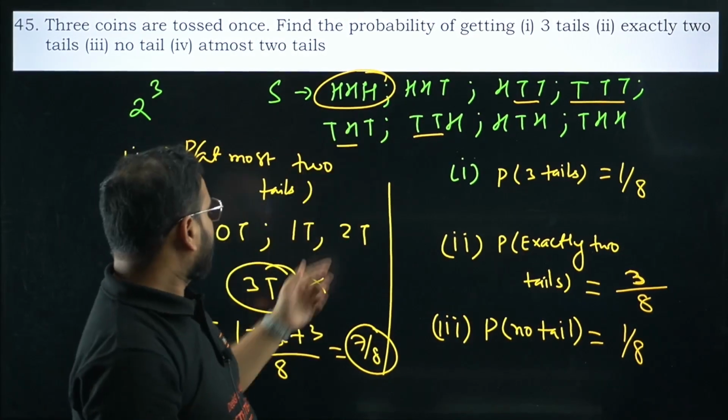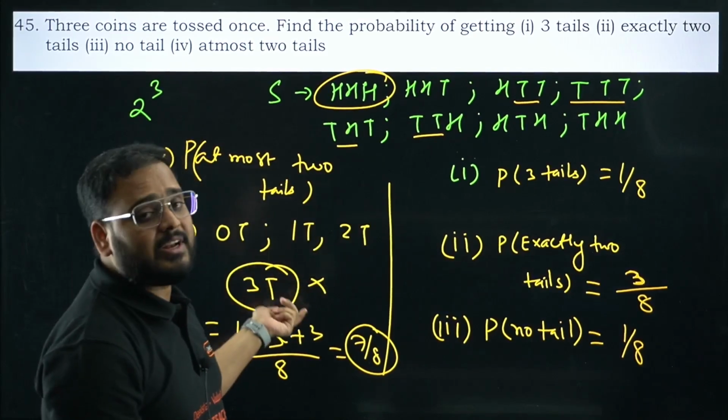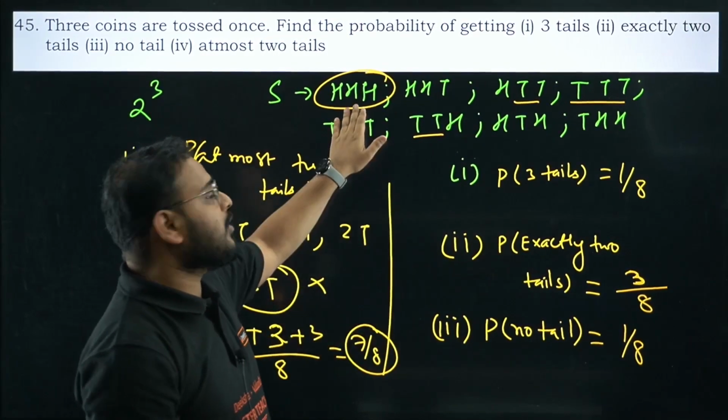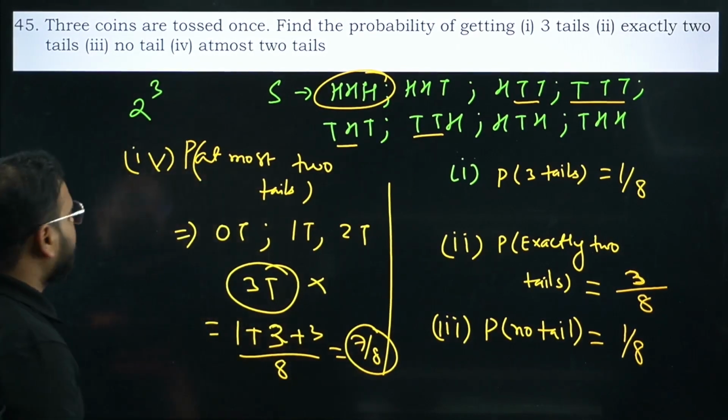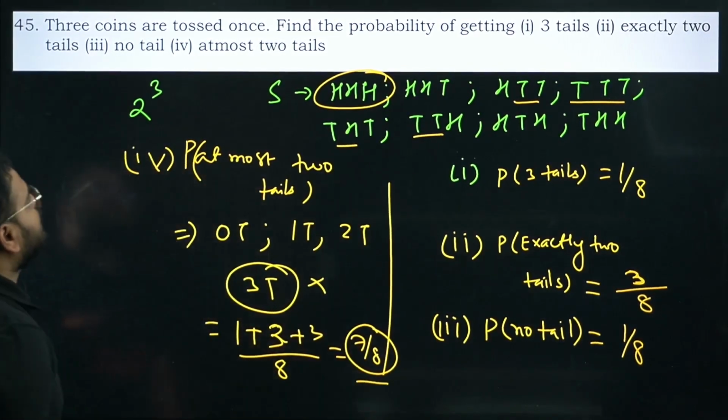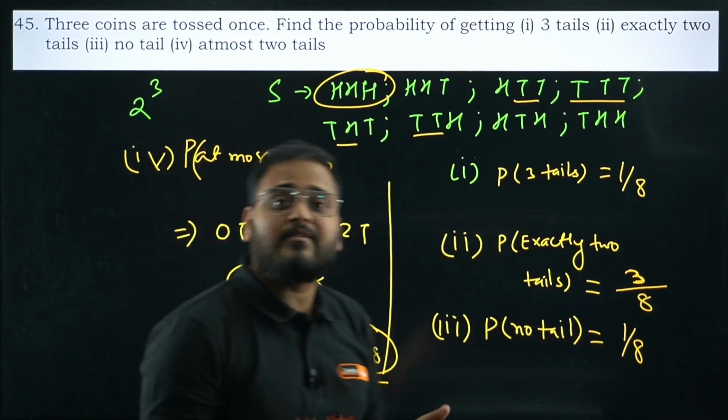How come, sir? No 3 tail means basically all head. How much is that? Only 1. So you can remove that from 1, and you'll get 7 by 8 only. The answer will be here. Please check. This is clear, right?